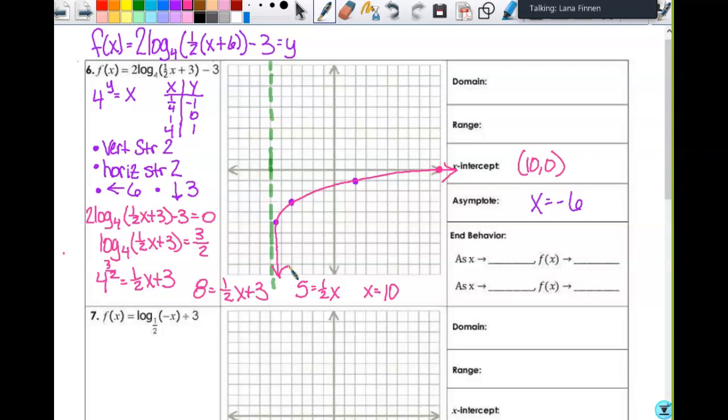So then domain, we're going from -6 to infinity. Range is still negative infinity to infinity, which it will be every single time. My end behavior. Okay, so moving to the left, x does not approach negative infinity. x is approaching negative 6 from the right. When that happens, y approaches negative infinity. And then on the right, as x approaches infinity, f of x approaches infinity.